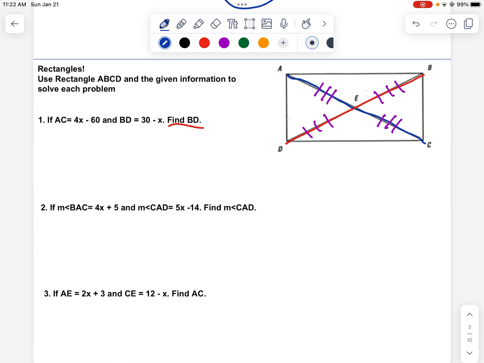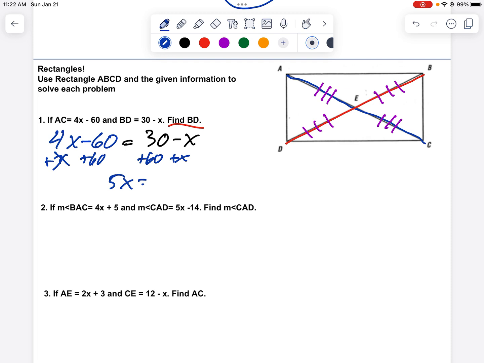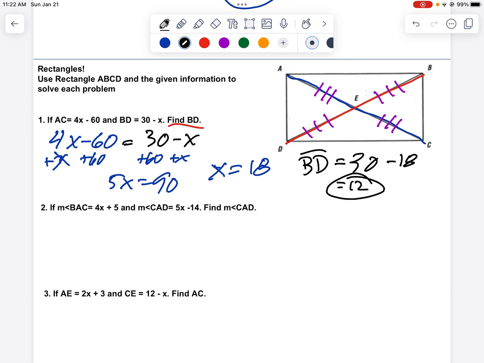All these entire diagonals are equal, so I can set my equations equal and solve. Add x, plus 30, which can be plus 60. So I get 5x equals 90. So x equals 18. And it wants me to find BD. That is going to be 30 minus 18, which is just 12. All right.